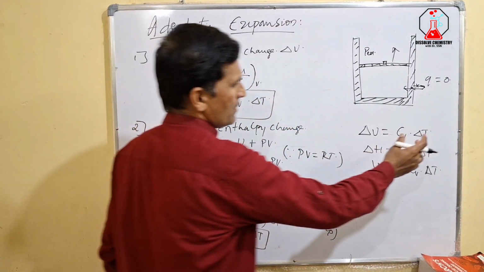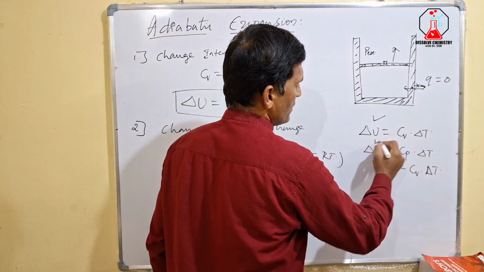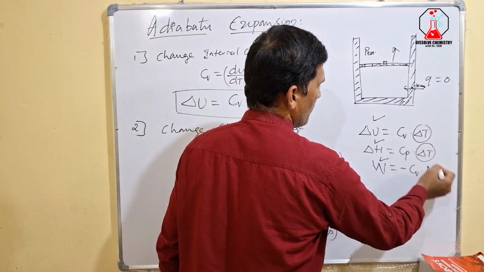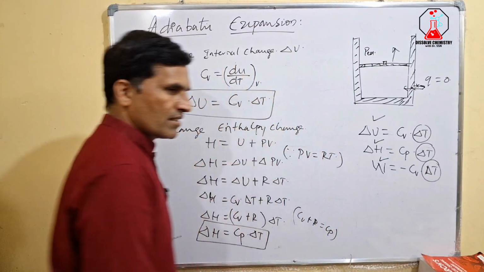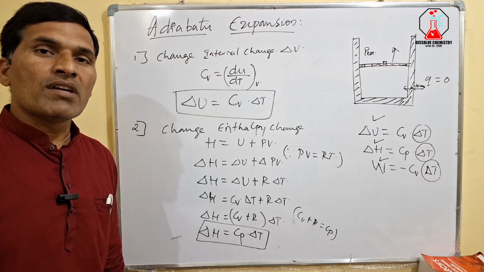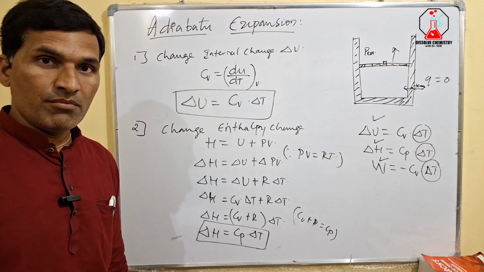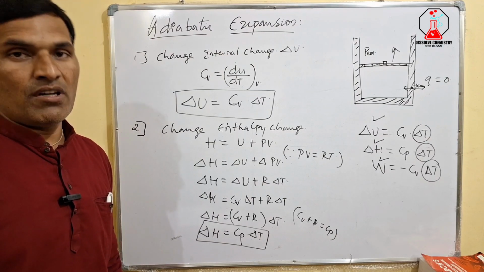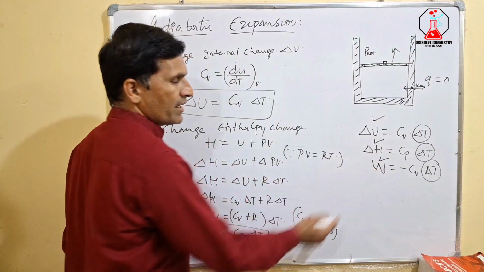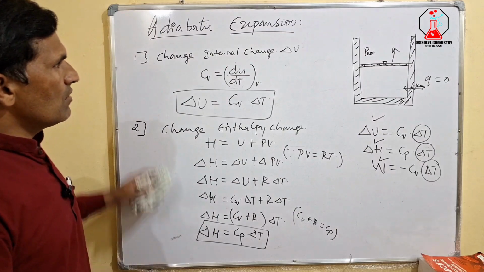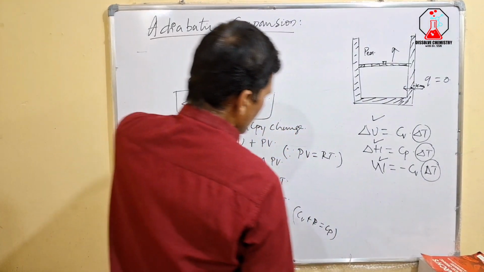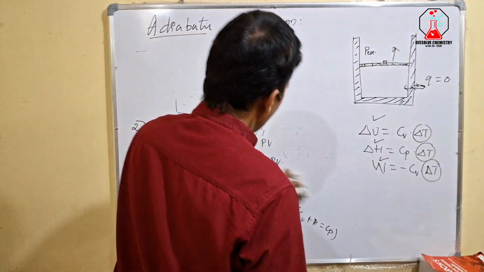So in all the cases, the change in internal energy, change in enthalpy, and work done are all going to depend upon how much the temperature is changing. To what extent the temperature is changing, meaning what is the final temperature. If we determine the final temperature, then all the other changes we can determine. So now we will see how to determine the final temperature.